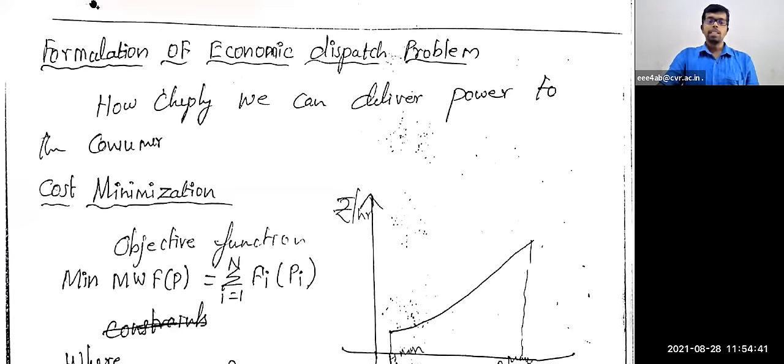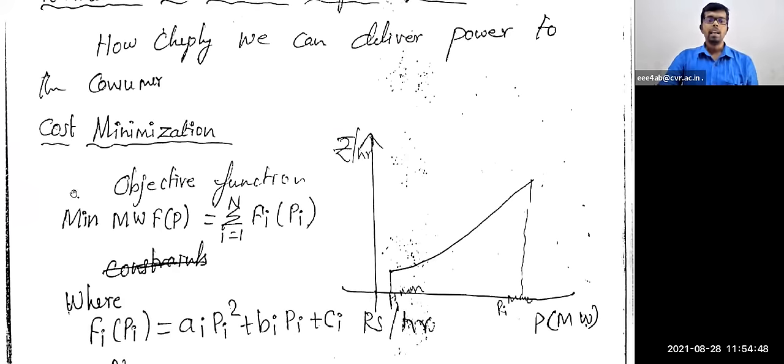What is the main objective function? The main objective function is to minimize the total fuel cost. That is minimizing FT of P, the total fuel cost. FT of P is nothing but the summation, i equal to 1 to N, of Fi of Pi.